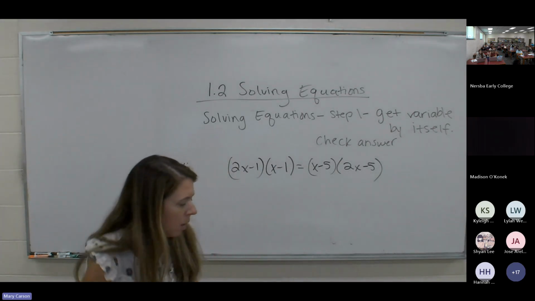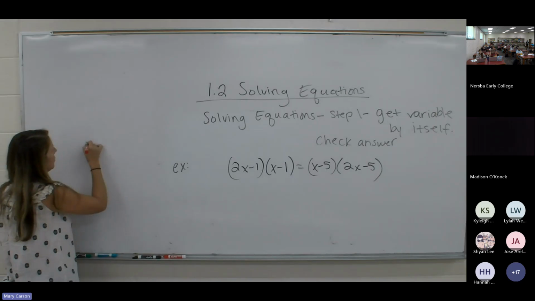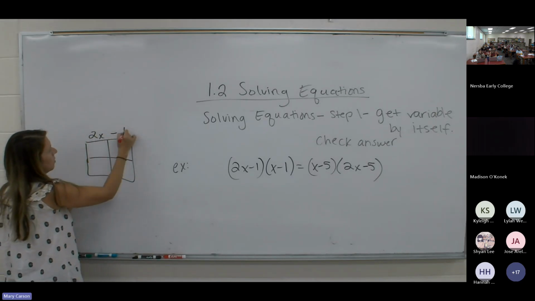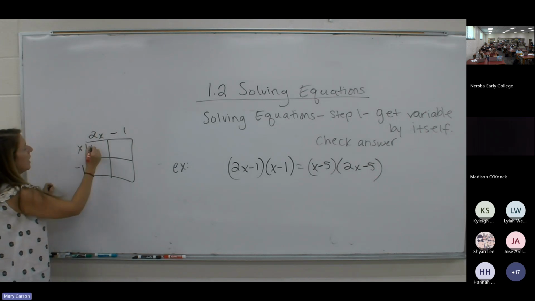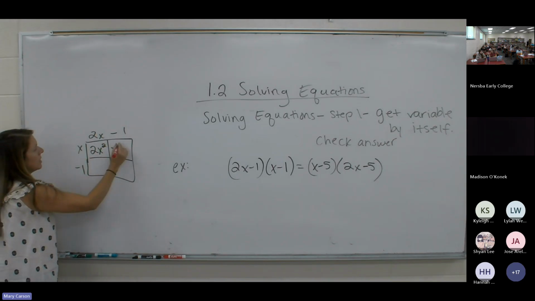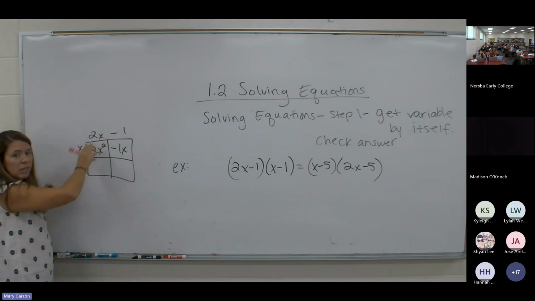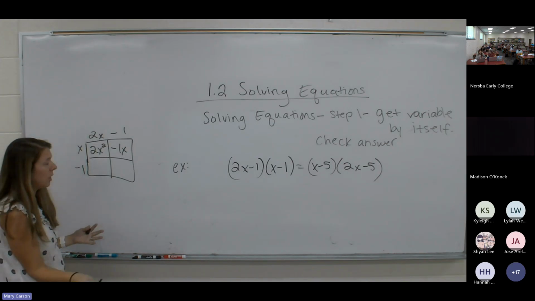All right, so let's take a look. I'm gonna do the box for this one and then I'll do FOIL for the other one, for those of you that like FOIL. All right, so 2x times x is 2x squared. -1 times x is -1x. Remember, you've got to bring the signs, whatever signs you have in front, bring those down, because if you don't, it's gonna mess up the whole problem, okay?